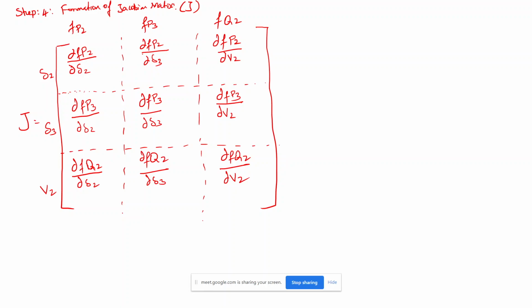Now we need to find each and every value here. There are totally 9 components, 9 values we need to find out. So how to find them? Let's check. Let me take this one first. I'll write here. We need to find J11, J12, J13. All these J11, J12, J13 are coming from which equation?